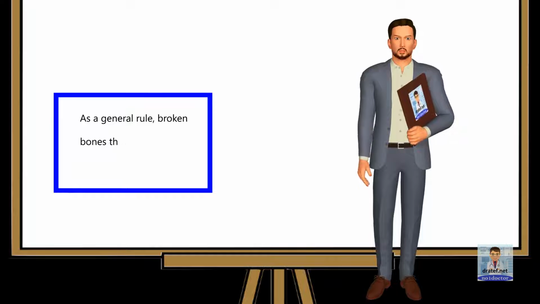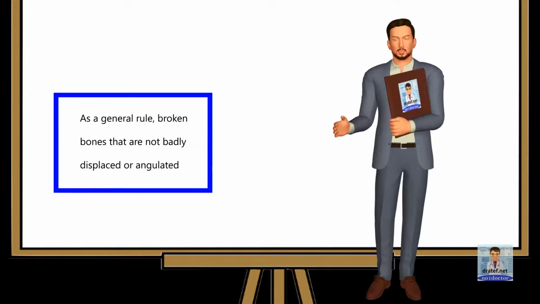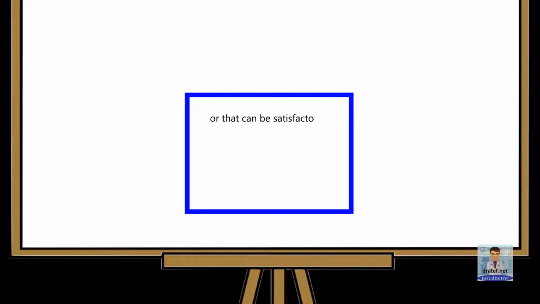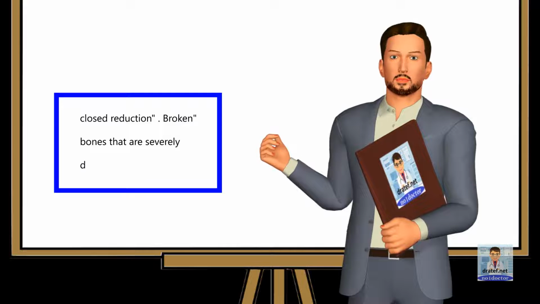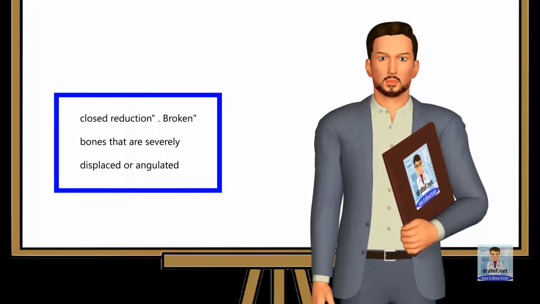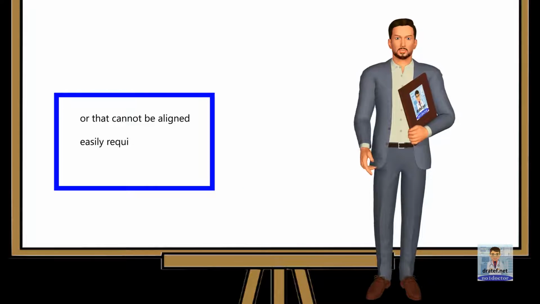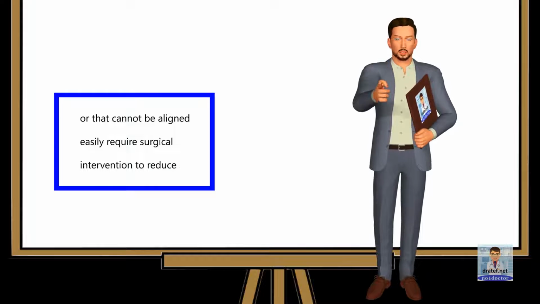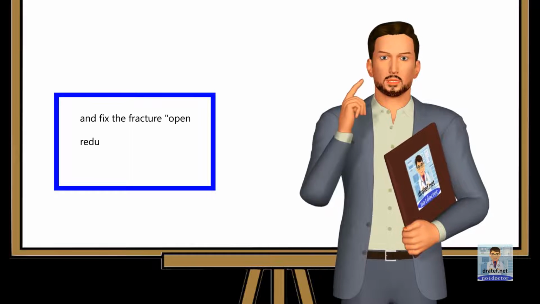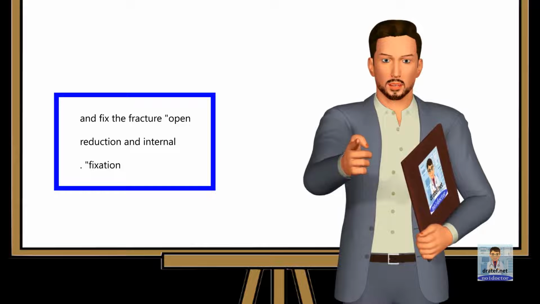As a general rule, broken bones that are not badly displaced or angulated, or that can be satisfactorily aligned by external manipulation, can be immobilized in a cast: closed reduction. Broken bones that are severely displaced or angulated, or that cannot be aligned easily, require surgical intervention to reduce and fix the fracture: open reduction and internal fixation.